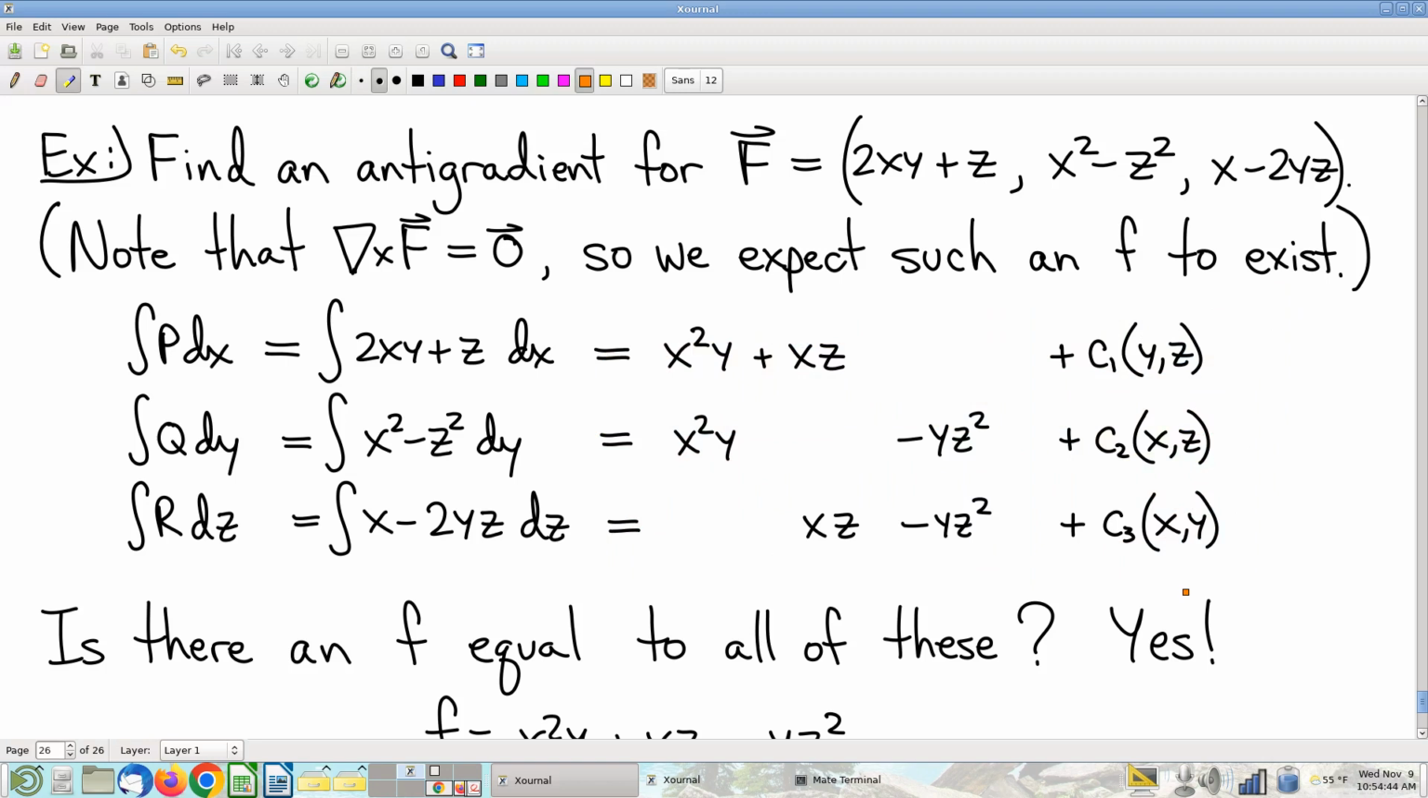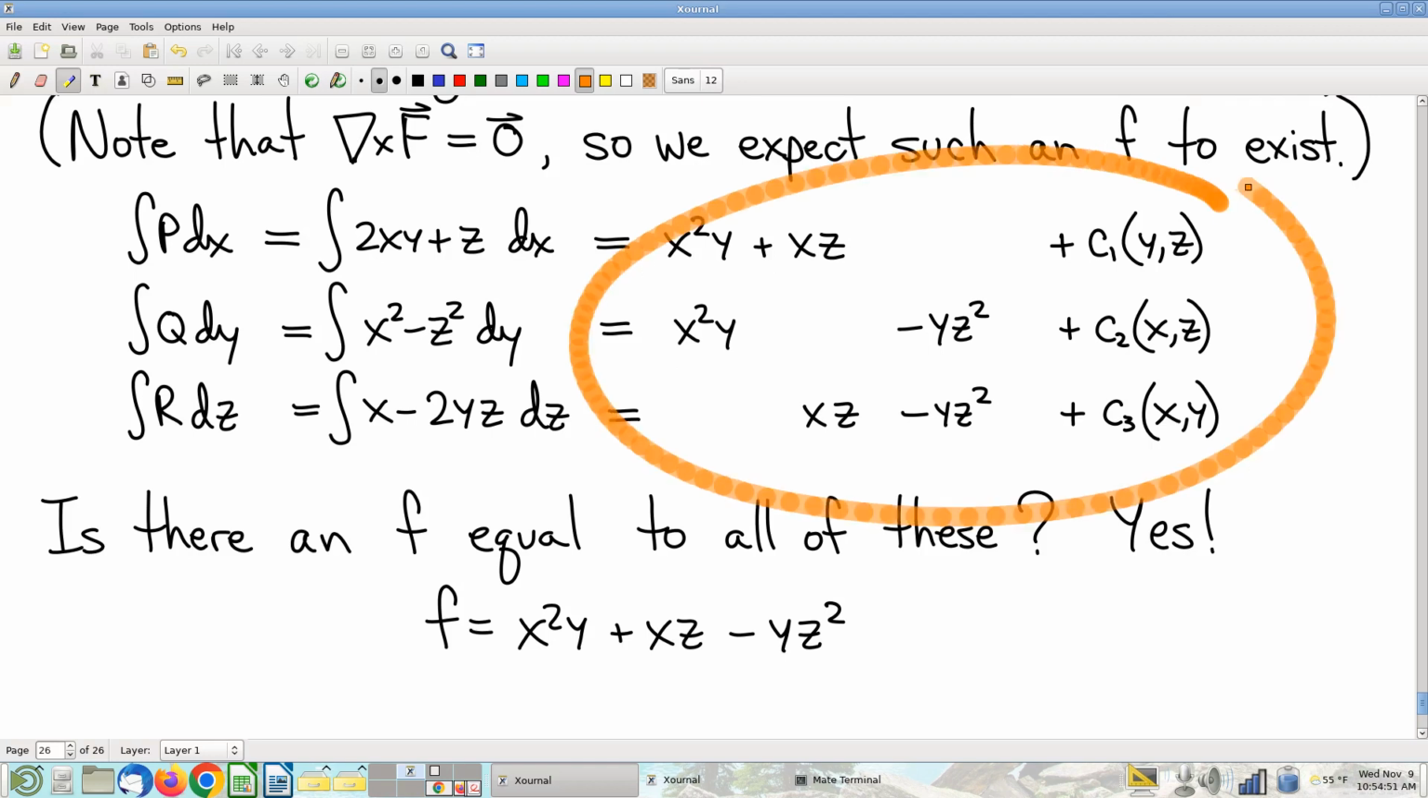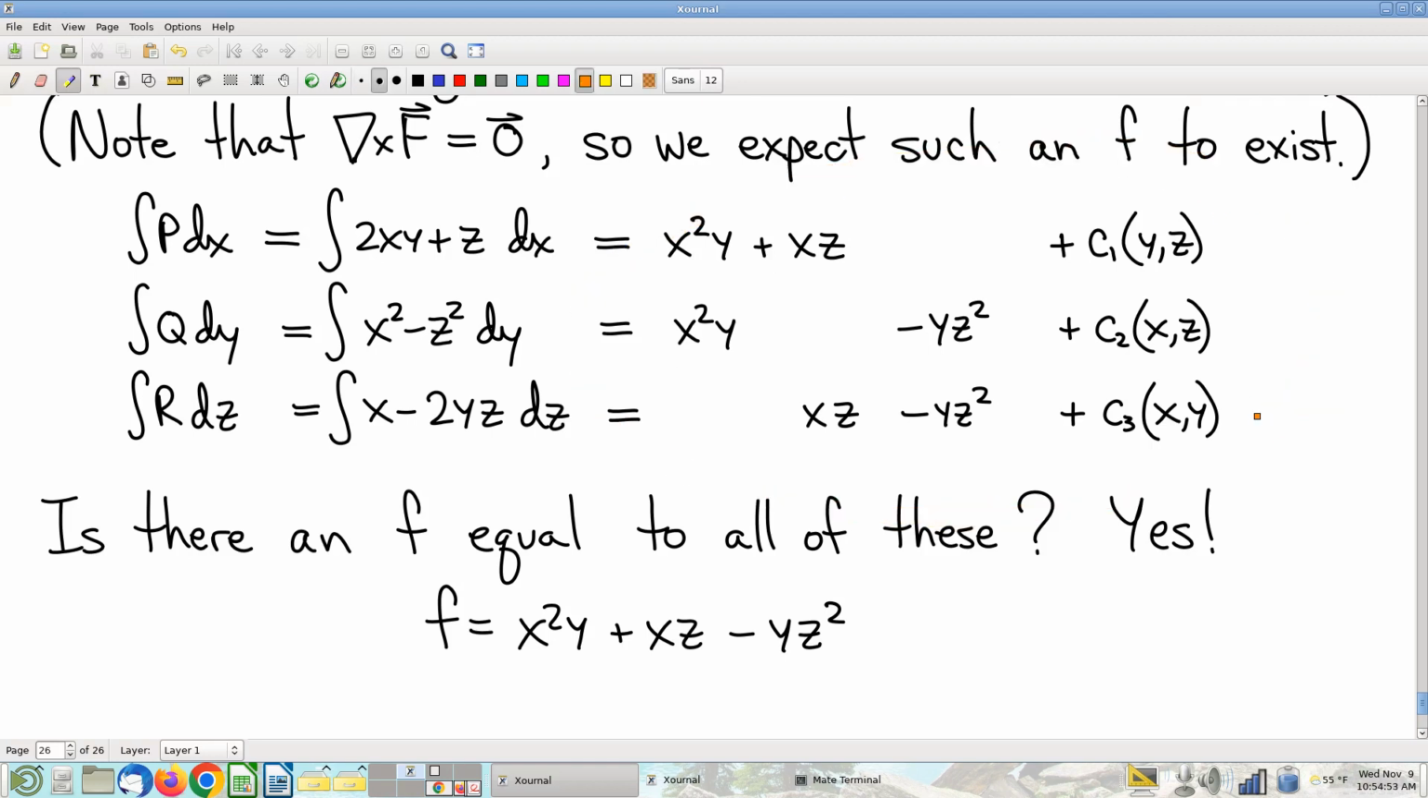Okay, so let's try to construct such an antipartial. Let's try to find an f that's simultaneously equal to all three of these things. And I argue as follows. I see x squared y there. I see x squared y there. Kind of feel like there's going to have to be an x squared y term in my answer, but there isn't one here, right? And that's depressing and discouraging right up to the point where I realize, wait a minute, this could be any function of x and y over here.